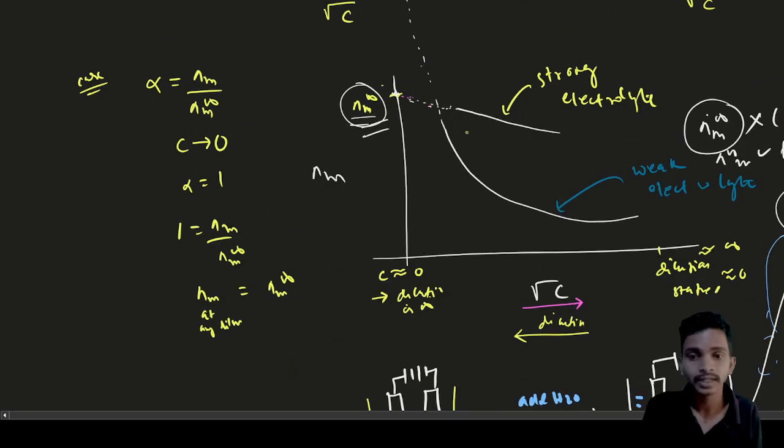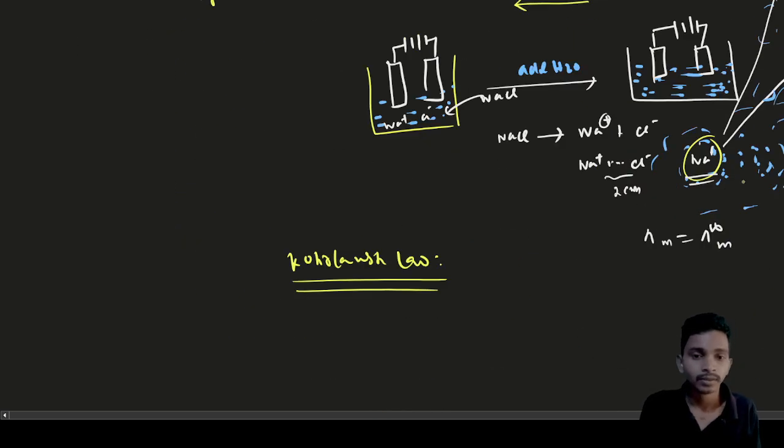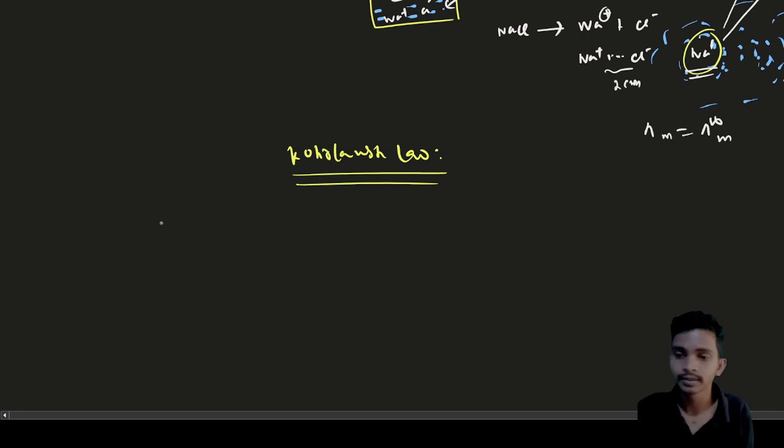And at infinite dilution, the ions show individual properties, because the attractions between them are very less, so the ions will behave individually.